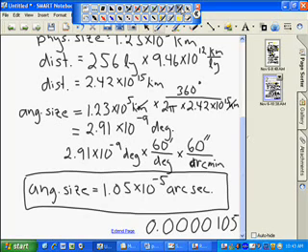What this means is that this is still not visible from Earth with even our best telescopes. This thing is too small. So that's the interesting thing about this answer, and that's what I would probably put in a sentence. So hopefully this all worked out okay.